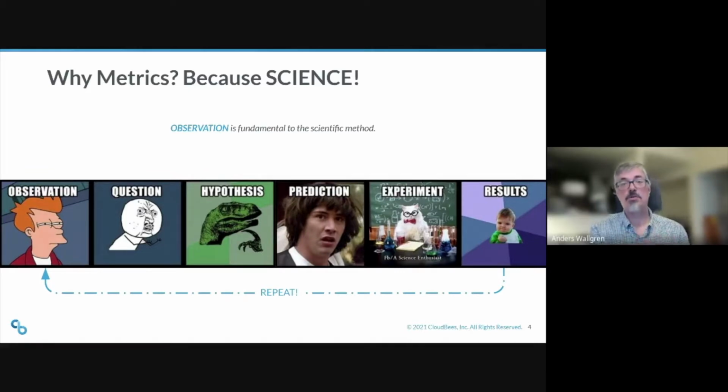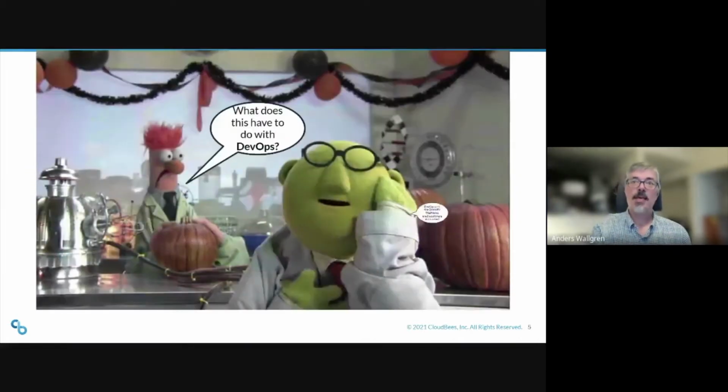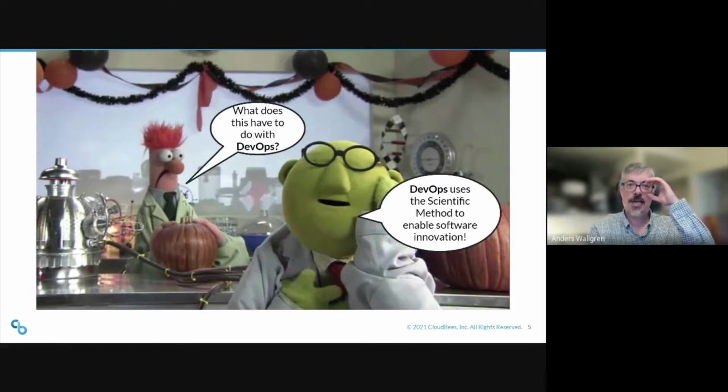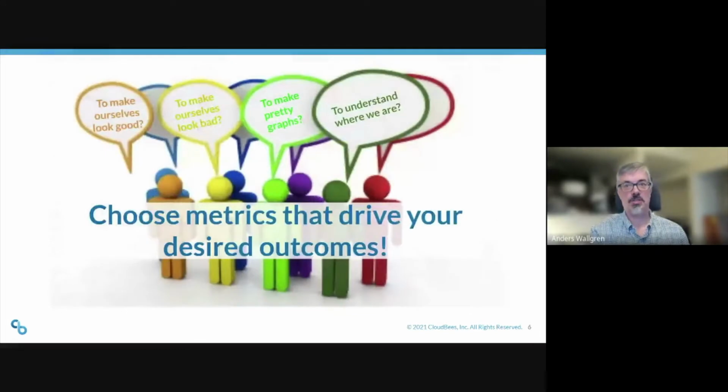And we want to use metrics as part of that. And what does that have to do with DevOps, you might say? Well, I would argue, and lots of people would argue, that DevOps really uses the scientific method as part of enabling software innovation, and that's kind of core, right? We're always running experiments, and I think you can argue that something like CI is an experiment. Will my code changes work? CD is an experiment. CT, continuous testing, is an experiment, right? And what we're looking for is feedback on how successfully we're doing those activities.